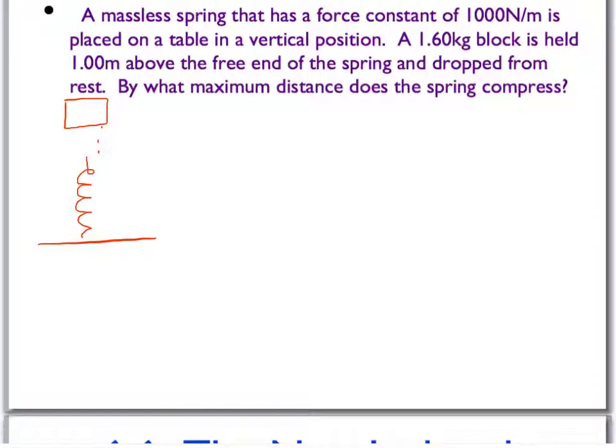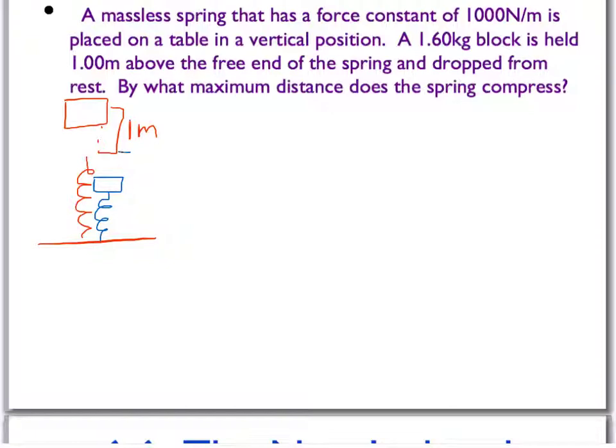In fact, in this problem, we are looking for that maximum distance that the spring actually gets compressed. We know that this block is starting out 1 meter above the height of the initial spring. So this is where we begin our problem. Now, in this case, we are looking at the block falling onto this spring, and at the point where it is at maximum compression, so maybe the spring ultimately ends up somewhere down here with the block resting on it.